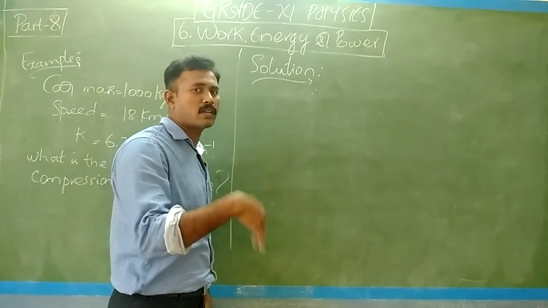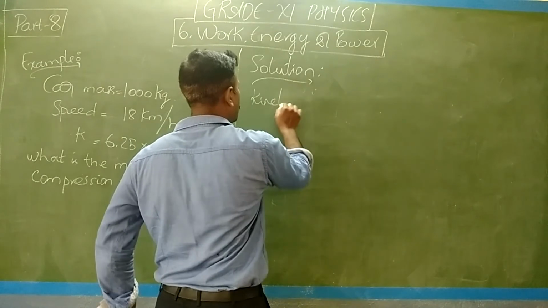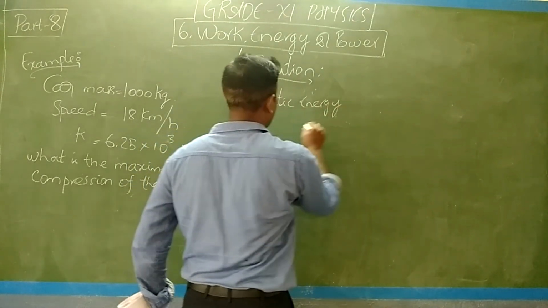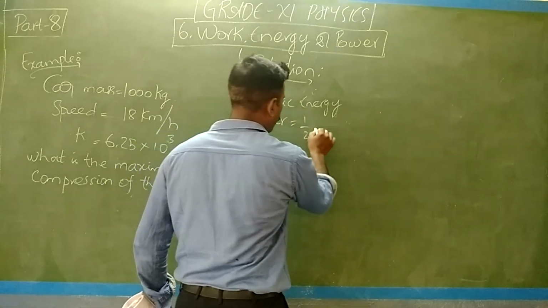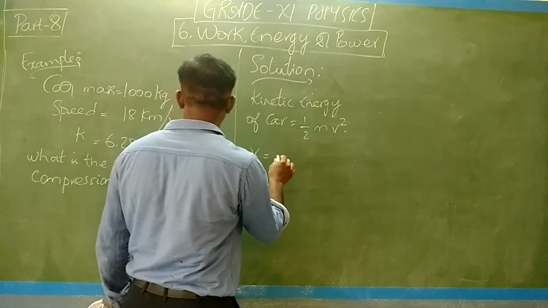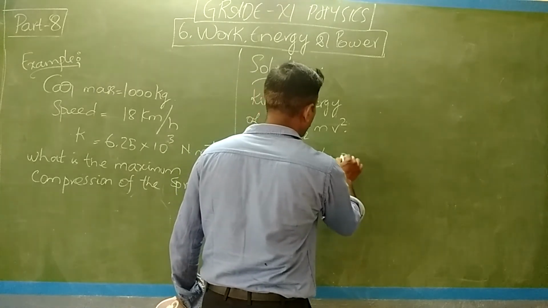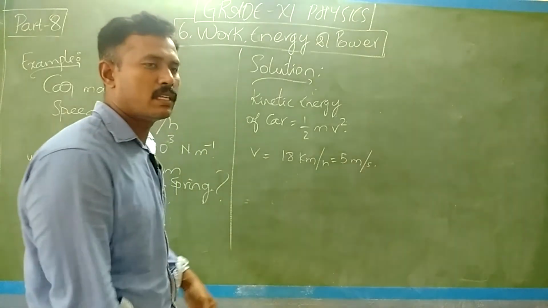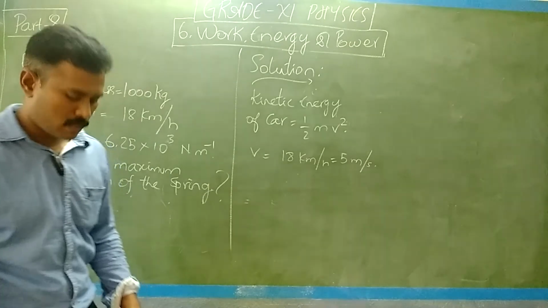So let us first check what is the kinetic energy of the car. What is the kinetic energy of the car? Half m v square. What is the velocity here? 18 kilometers per hour, which is equal to 5 meters per second. I have converted the equal value. 18 kilometers per hour is equal to 5 meters per second. Clear?